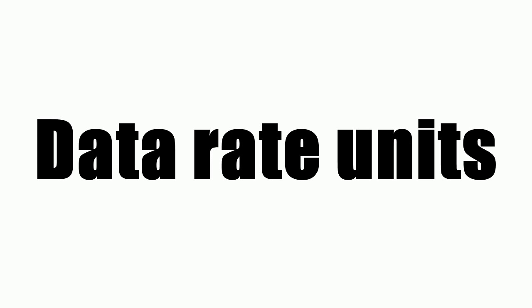Gigabyte per second. Gigabyte per second is a unit of data transfer rate equal to 8 billion bits per second, 1 billion bytes per second, 1 million kilobytes per second, 1,000 megabytes per second, 8 gigabits per second. Terabyte per second. Terabyte per second is a unit of data transfer rate equal to 8 trillion bits per second, 1 trillion bytes per second, 1 billion kilobytes per second, 1 million megabytes per second, 1,000 gigabytes per second, 8 terabits per second.